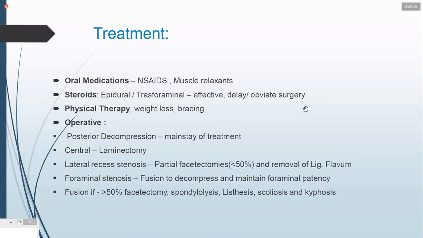Among the operative modalities, posterior decompression is the mainstay of treatment. Central laminectomy is done, and when there is lateral stenosis, the facets can be removed up to 50% without compromising stability. For foraminal stenosis, fusion with decompression maintains foraminal patency. Fusion is required if more than 50% of the facet is removed.